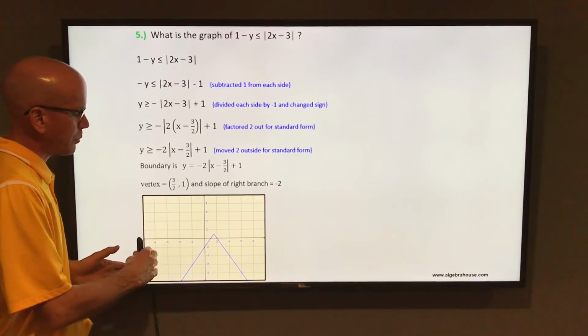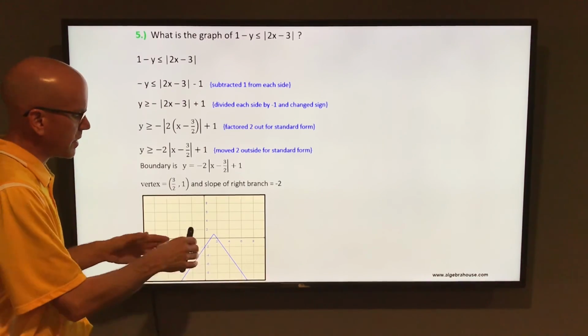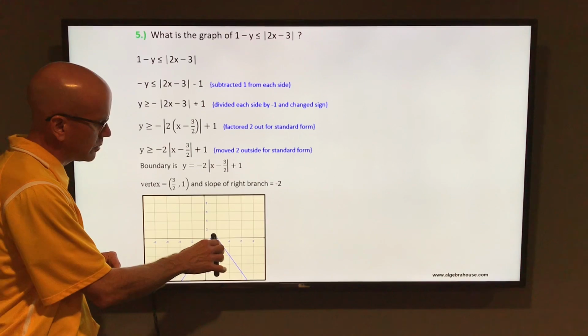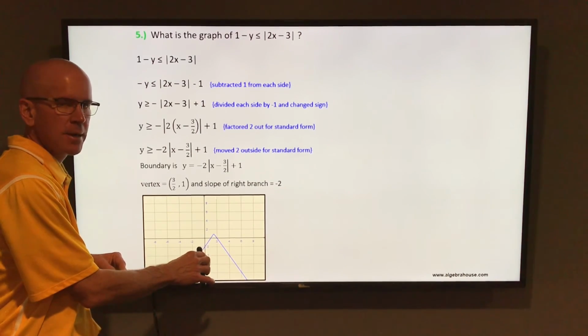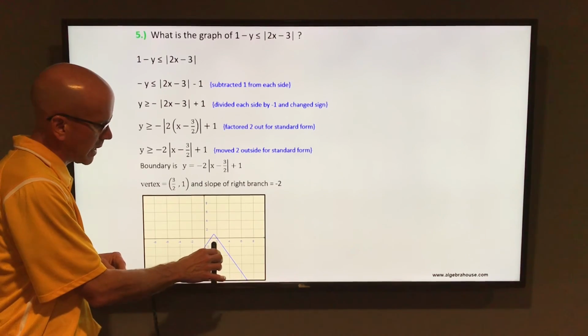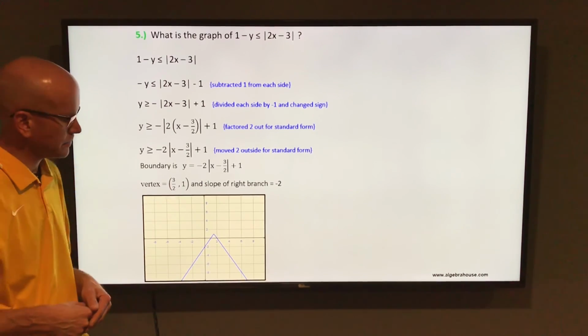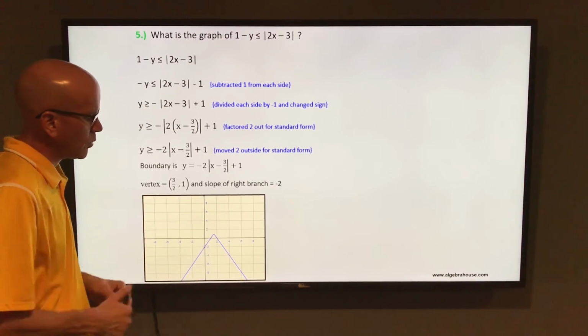And the slope of the left branch would be just negative 2. Or, I'm sorry, positive 2. It's the negative of negative 2, which would be positive 2. To get that from here, you would go down 2 and to the left 1. Two negatives make a positive 2. So down 2 and to the left 1, that's the slope of the left branch. So the slope of the right branch, again, is negative 2. The slope of the left branch would be positive 2.